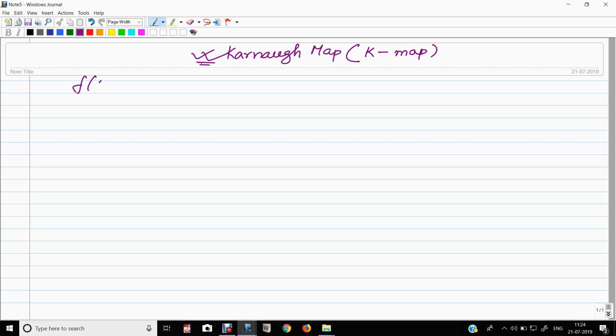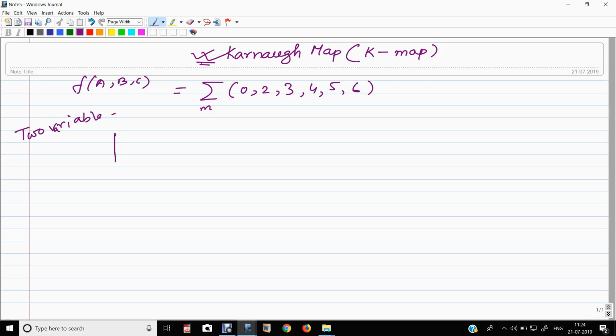Suppose there is a min term, say f of a, b, c, and we have min terms 0, 2, 3, 4, 5, 6. Right now, for two variable inputs, the Karnaugh map will be like this. This number of squares, suppose A and B, 0, 1, 2, 3, right?